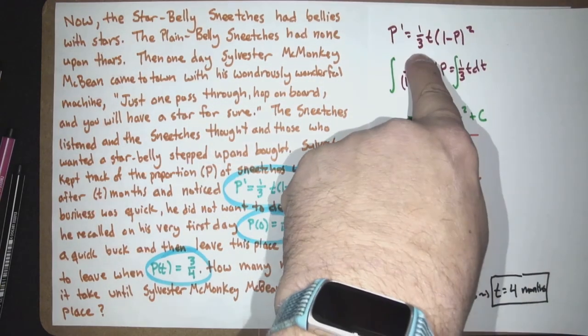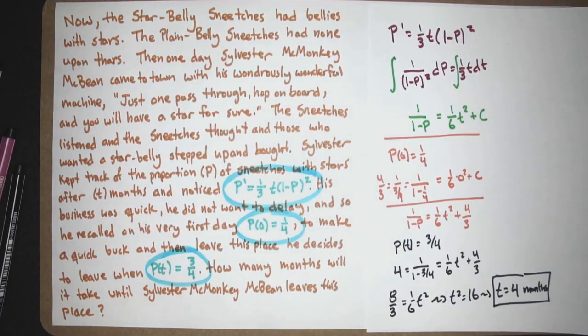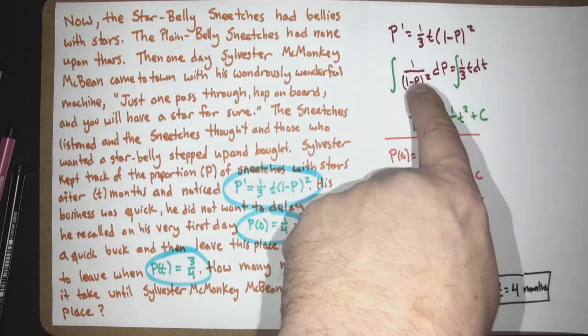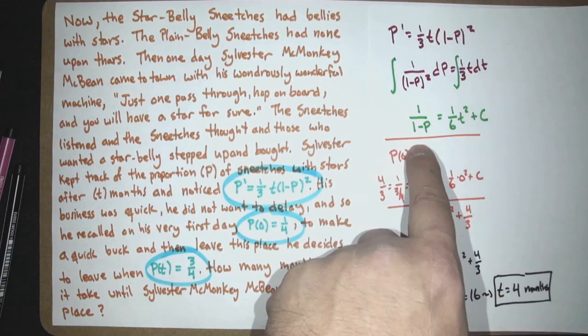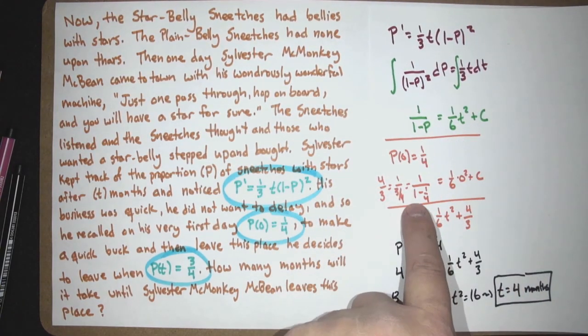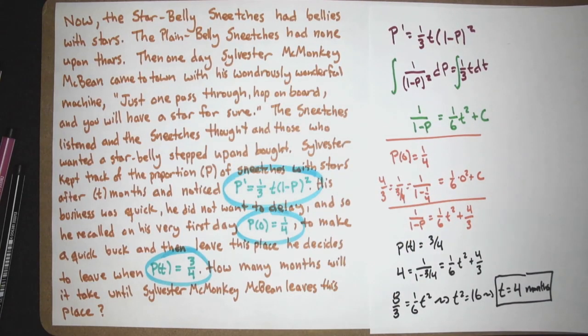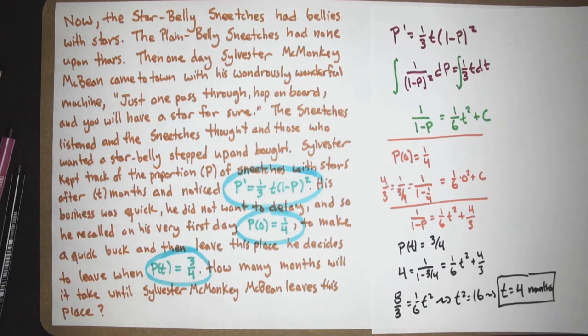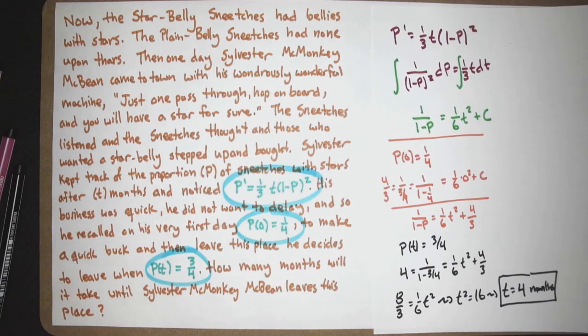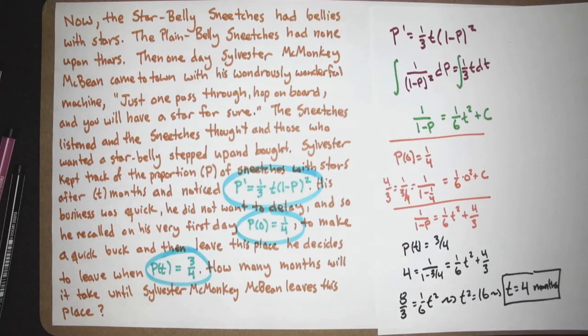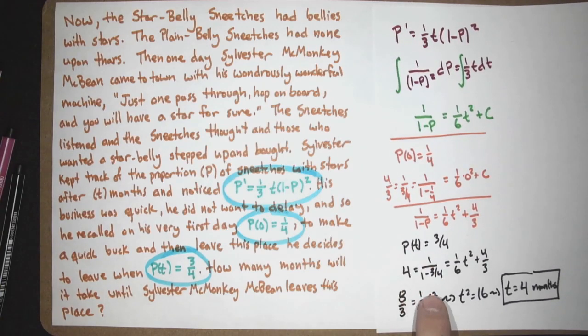So here's our differential equation. We separate and integrate, plug in the initial condition, and here is an expression. Now, you might notice something. I did not solve for p. The question doesn't ask me to solve for p. I don't have to solve for p. I have to find t. So that's what my goal is. Not everything requires you to solve for p.